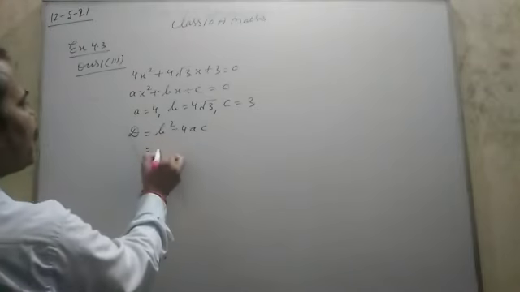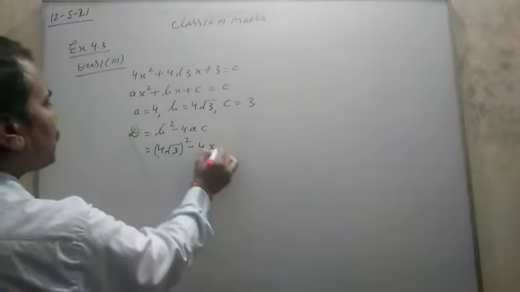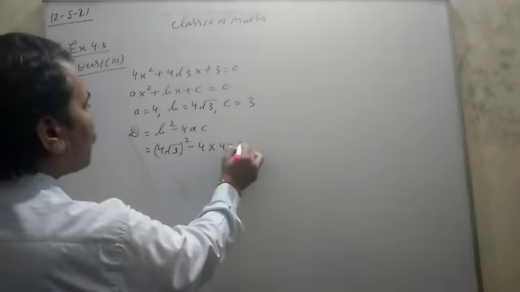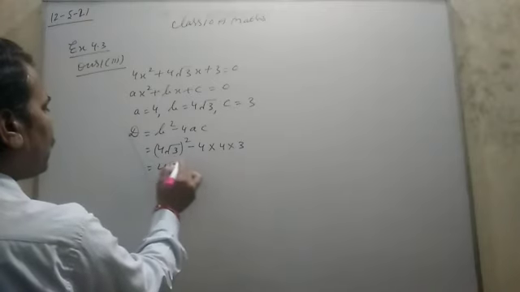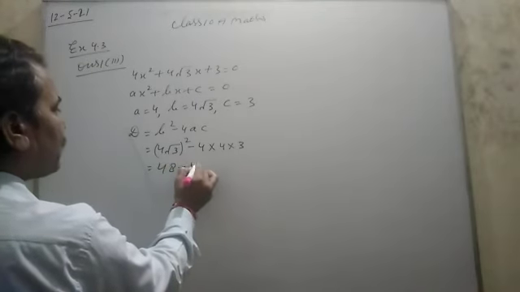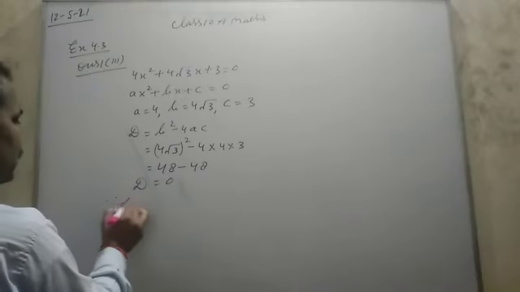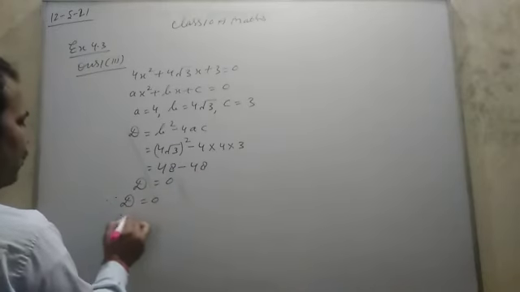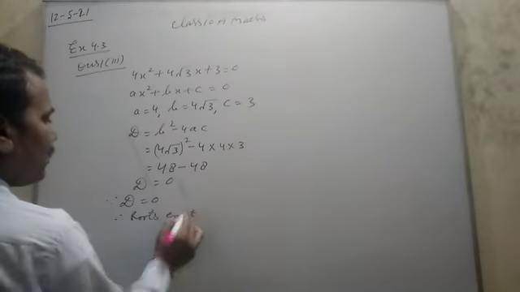Okay. Then putting values. So b is 4 under root 3 whole square minus 4, a means 4 and c means 3. So there the square is 48, okay, minus 48 is equal to 0. So since D is equal to 0, therefore roots exist. And if roots exist, then find them.